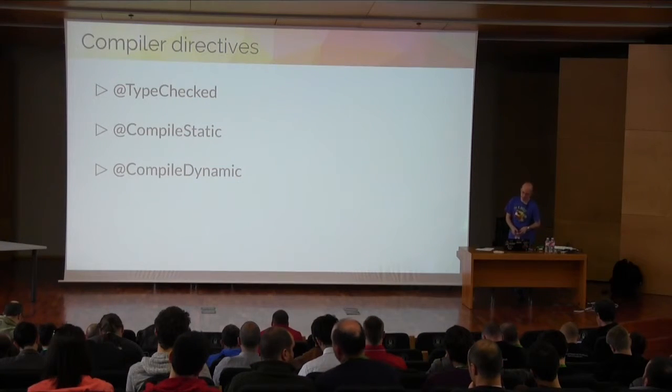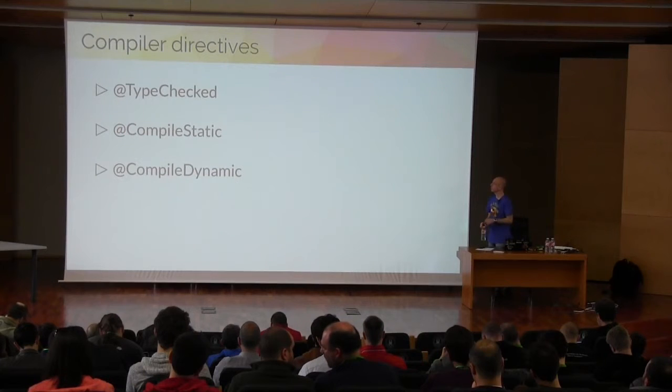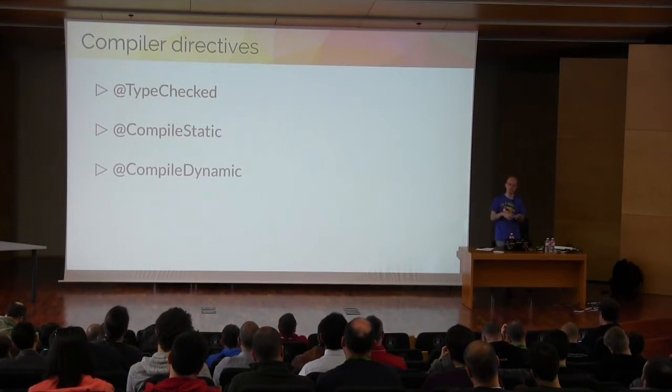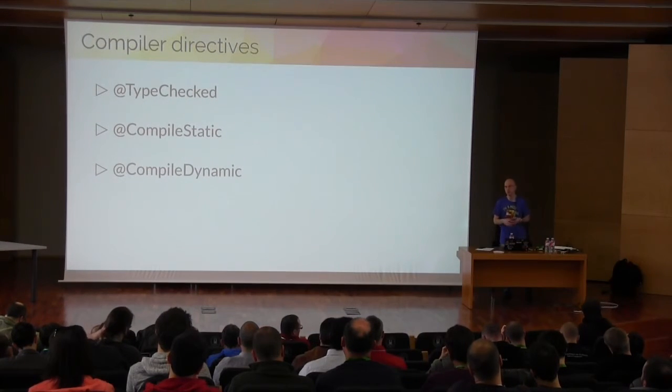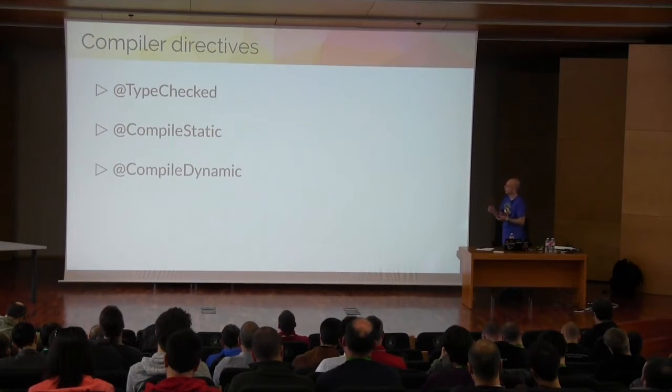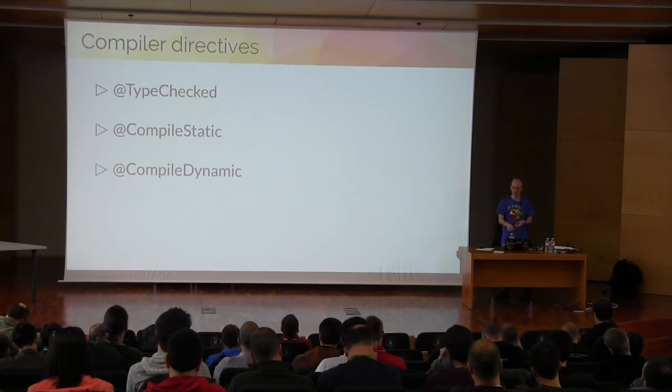Then we have @CompileStatic, which will enable the static compilation of the code, and the generated bytecode will be pretty much the same as if it were generated from the equivalent Java program. Annotating our code with @CompileStatic, we have type safety, we are immune to monkey patching, and we have some performance improvements in some cases.